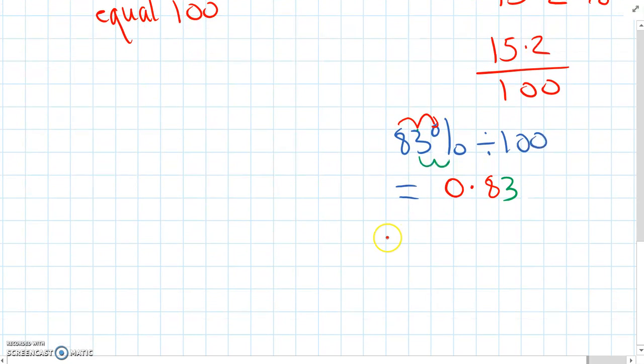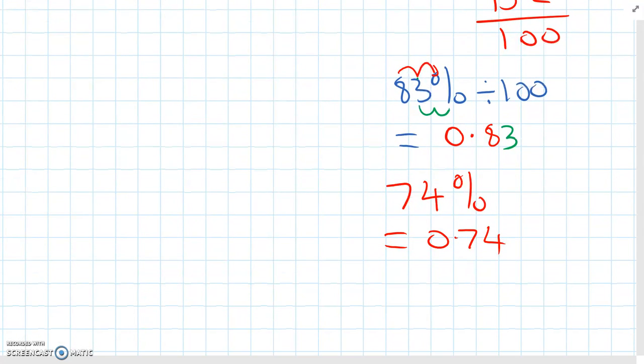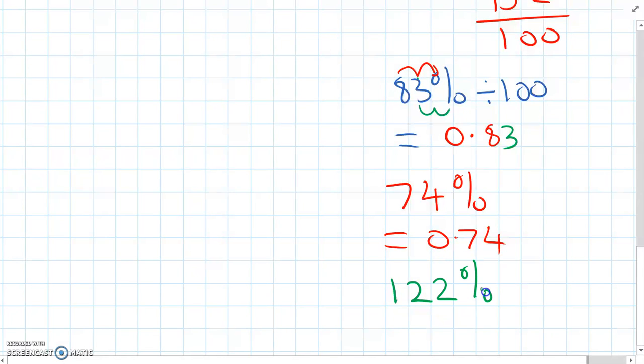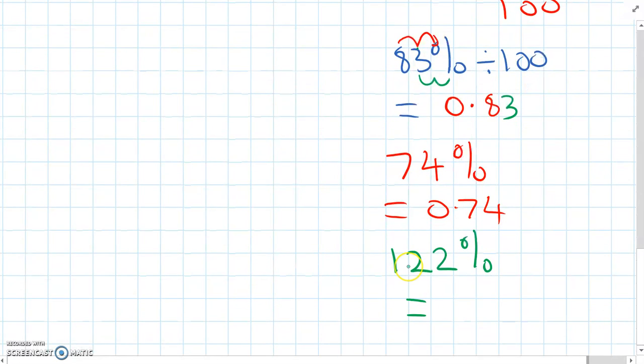Let's practice a couple more. 74%, that equals 0.74. 0.74, not 5. And 122%, that's going to equal 1.22, which is greater than 1. So the pattern we can see there is if the percentage is bigger than 100%, then the number is bigger than 1.